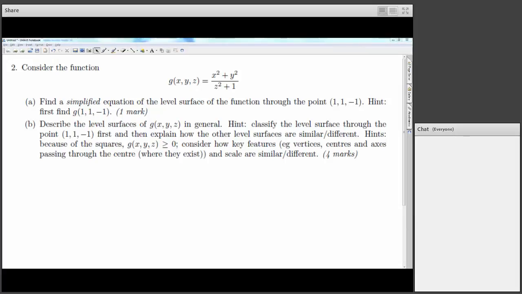So, this week the plan is to look at double integrals over more generic regions. We looked at rectangles last week. But just before I do that, I just want to look at the assignment.